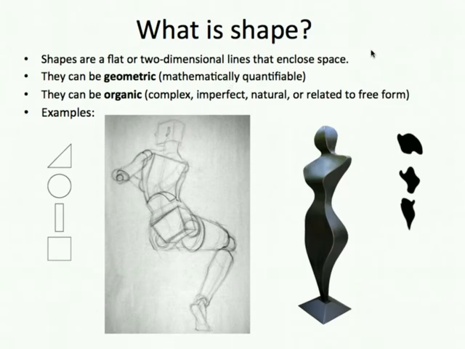So what is shape? Shapes are flat or two-dimensional lines that enclose space. They can be geometric, that is, mathematically quantifiable, or they can be organic, that is, more complex, imperfect, natural, or related to freeform. So geometric shapes in particular are very helpful when we draw because they are well balanced. So this includes things like triangles, circles, rectangles, and squares.